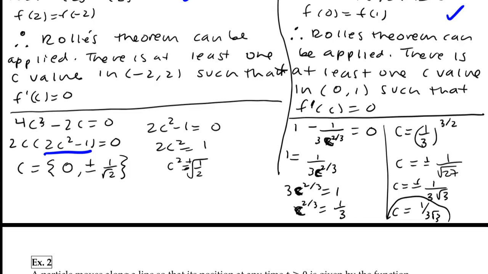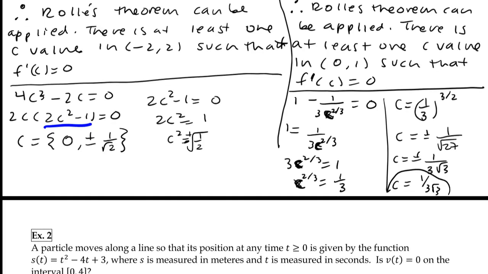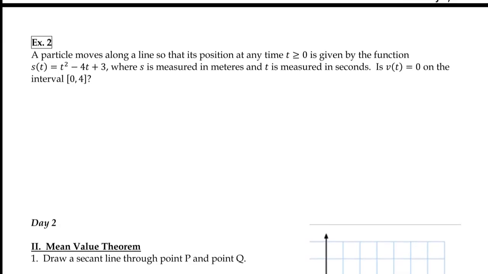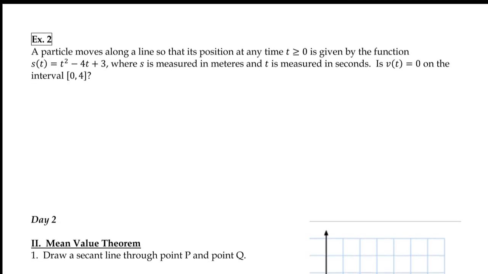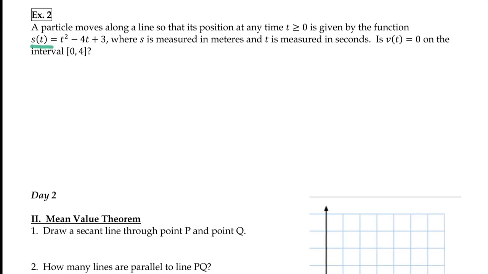Let's look at the last one. Here's a little application of it. Particle motion. So if a particle moves along a line so that its position is given by s of t, and you can see the function, is velocity equal to 0? Well, how would we even know that this is Rolle's? Well, what I want you to do, if you remember in the particle motion section, is if they give me position and they ask me about velocity, I'm going to interpret this to say s prime of t is 0.